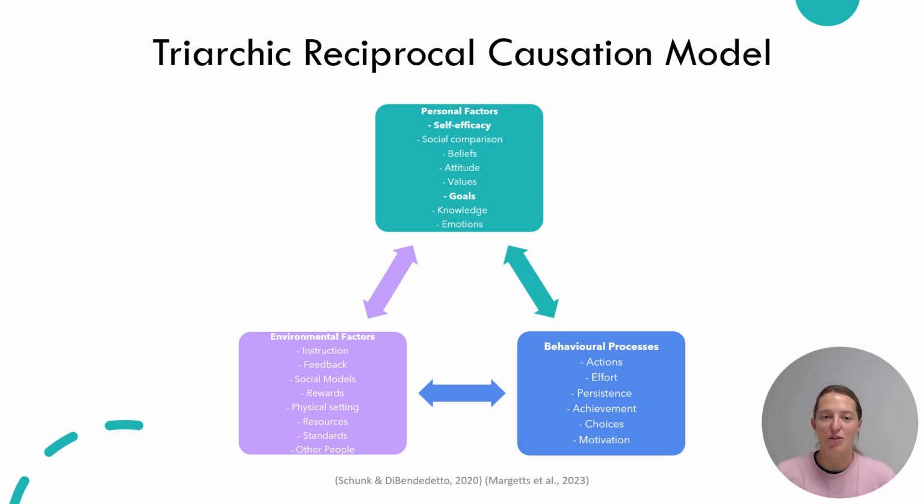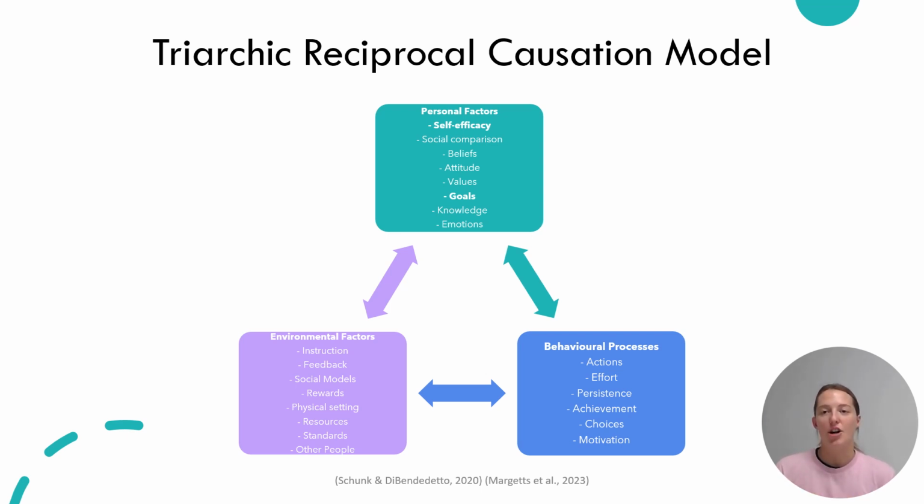So one of these models is the triarchic reciprocal causation model. So in the model, you have three key factors: your personal factors, your behavior processes, and your environmental factors. And it's a reciprocal relationship between them. So say personal factors are affected by and affect environmental factors and behavioral processes. So it's that back and forth. It's not one directional basically, and it's ever changing.